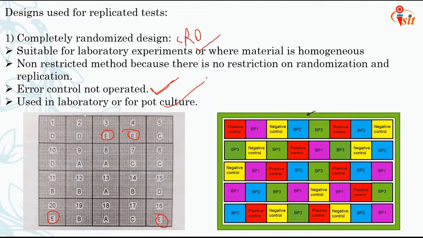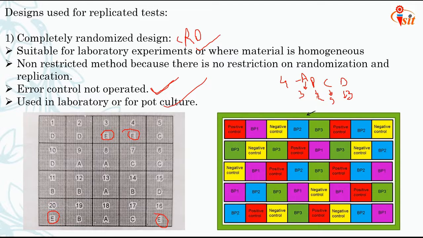Then it is also used for pot culture. There is no restriction on the number of treatments. There is no restriction on randomization and replication. If you have 4 treatments, like A, B, C, D, then you can give 3 replications for treatment A, 2 replications for treatment B, 5 replications for treatment C, and 3 replications for treatment D. So there is no restriction. It is a non-restricted method.